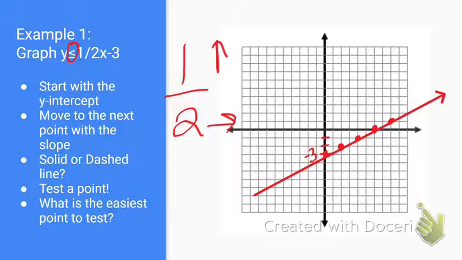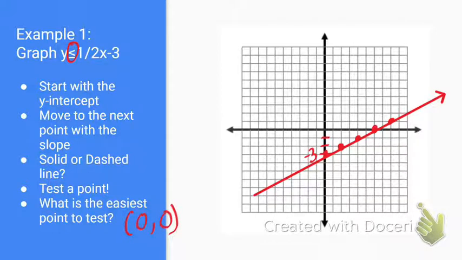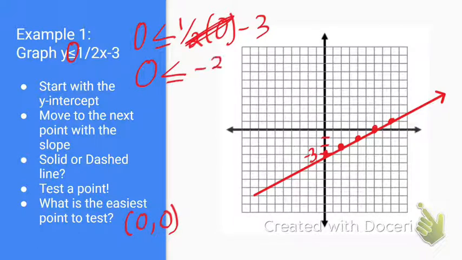Now I need to test a point, because when I graph an inequality, there will be some shading. That's why you've got a colored pencil today. Which point do you think is the easiest to test? 0, 0 would be the easiest to test. I don't want to test a point on the line because it's part of the solution. Right now I'm trying to decide where to shade. So I'm going to plug in 0 for y and 0 for x, and I'm going to simplify. 1/2 times 0, that goes away. This is what I'm left with.